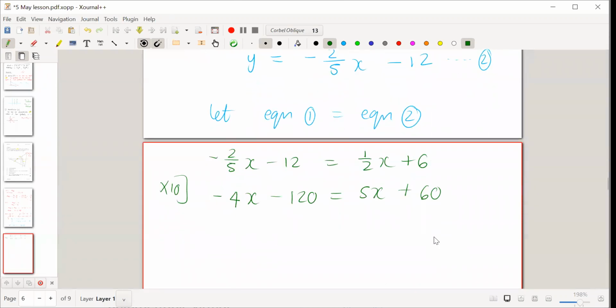And then we see that clearly we have a negative 9x equals, so if I add 120 to both sides, I get 180. And so what does this imply? It implies that x equals 180 divided by negative 9, which is nothing but negative 20. So did everybody follow that?